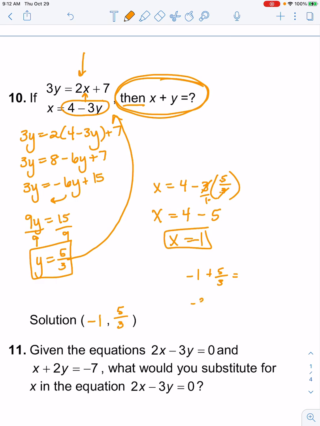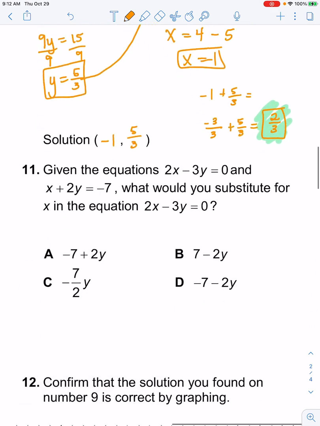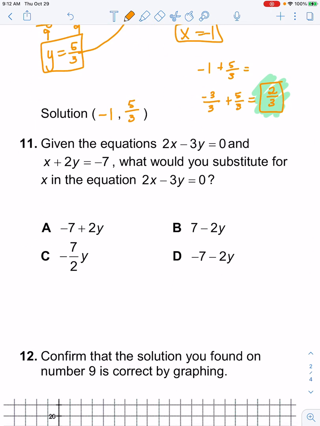I'm going to go ahead and go the long way and say negative 3/3, which is negative 1, plus positive 5/3 gives me a positive 2/3. That right there is my true final answer that I would submit if it was on a test or a quiz. 2/3 would be your official final answer. Okay? Alrighty. 2 more problems.